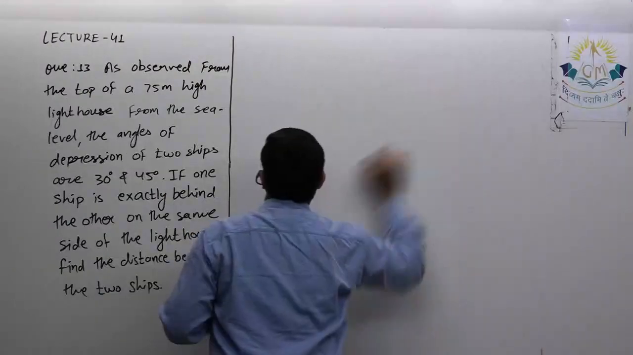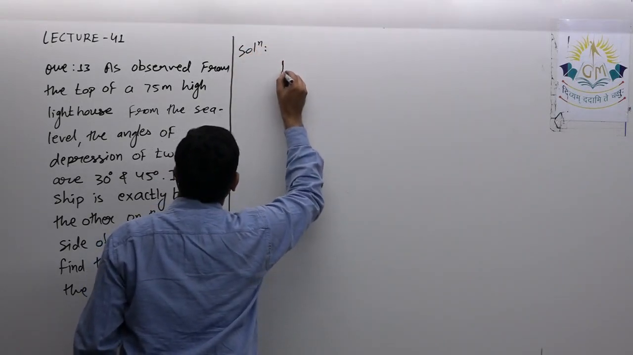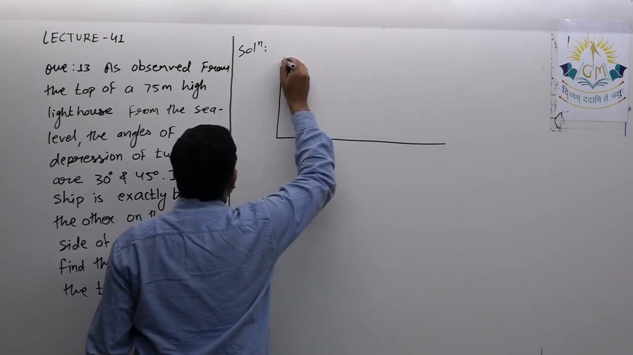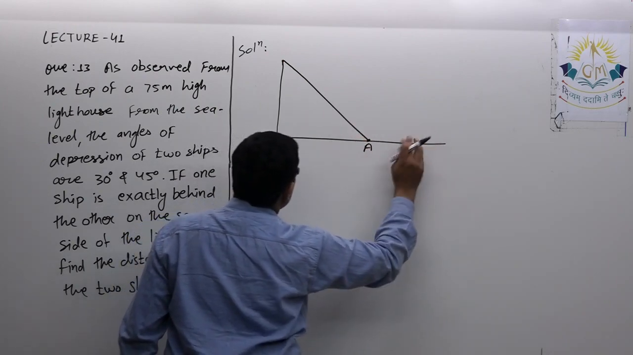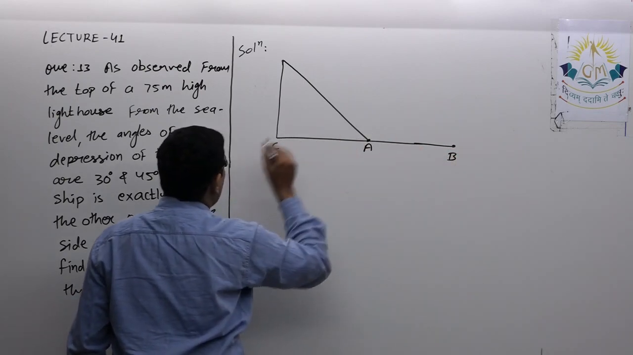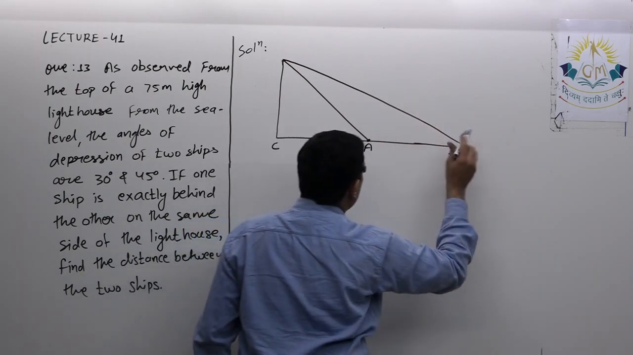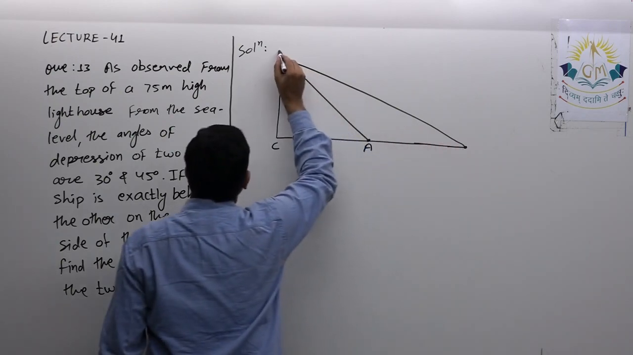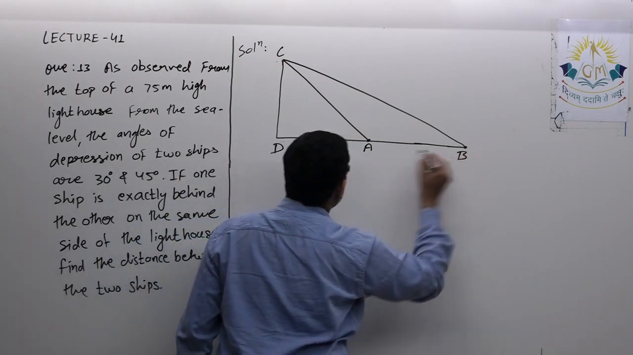So let this be the lighthouse. I'm assuming this is the lighthouse, and both the ships are on the right side of the lighthouse. So this is the first ship, I'm assuming A, and let this be the other ship, I'm assuming B. Let the point be C. These two are the ships when observed from the top of a lighthouse, which is CD. Let it be C and let it be D, and the ships are A and B.